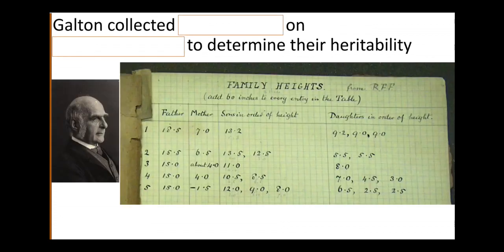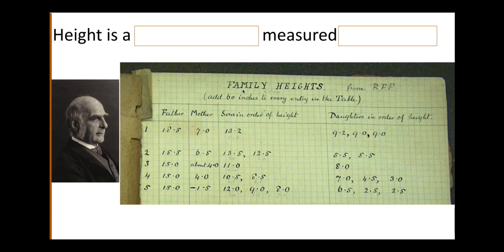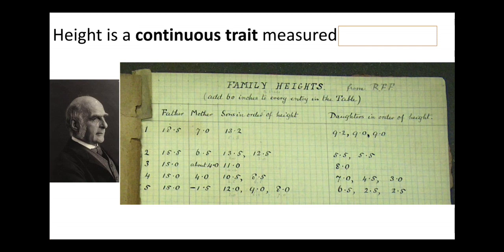So Galton was very interested in this, and he collected data. In particular, he collected numeric data on a continuous trait to determine their heritability. In particular, he worked with human heights. So height, we call this a continuous trait. It starts at 0 in theory, usually much more than that, but it varies continuously from low values up to high values, 6 or 7 or perhaps 8 feet in human beings. And it's measured numerically. Sometimes we'd say it's measured quantitatively.